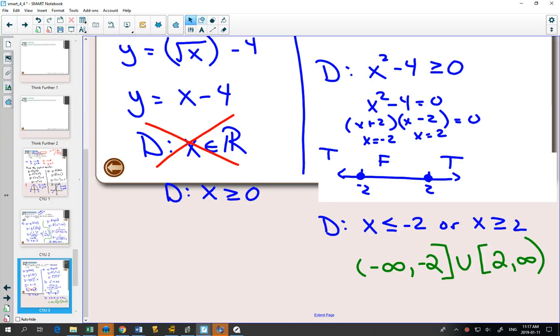Questions for practice on this one? 6a, b, and c. And 10.